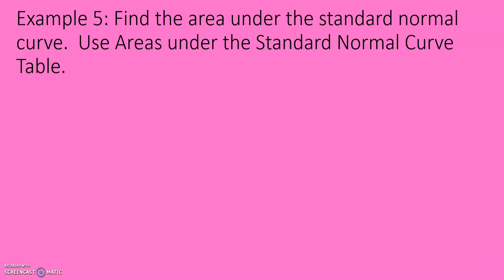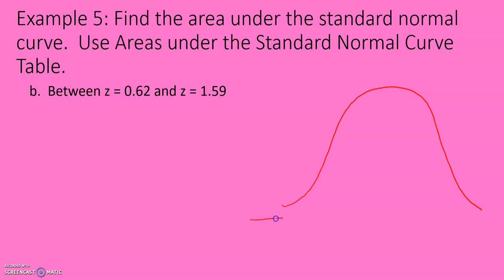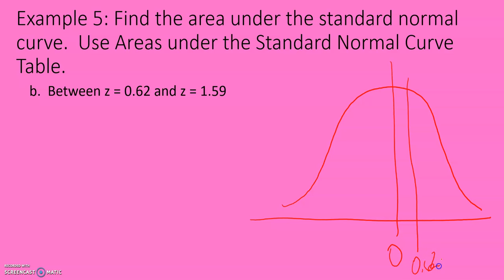Again, we're finding the area under the curve, and we're using the table. So we're going to find the area between 0.62 and 1.59. Draw the picture. 0, and we'll go to 0.62 and 1.59. We're trying to find this area here.